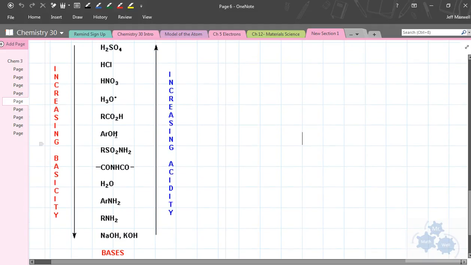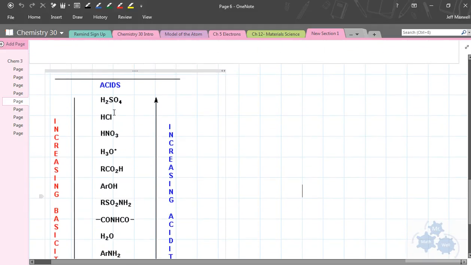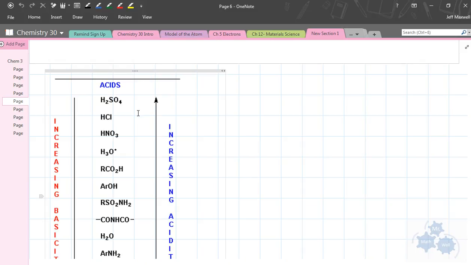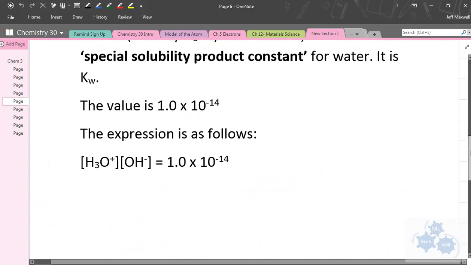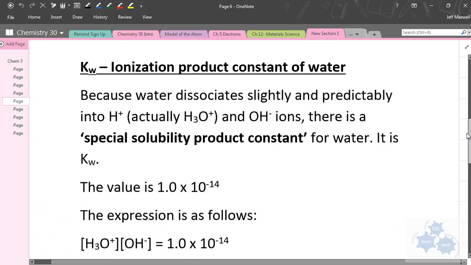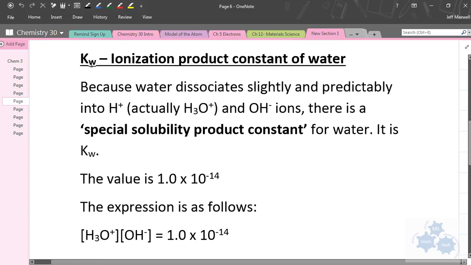All right, so you don't have to memorize this, but what we're going to talk about next is what are the numbers that are associated with strengths of acids and bases, and what are they called and how are they used. So, in introducing that, let's talk about this right here, Kw. We've talked about equilibrium constants, solubility constants, and now we're going to talk about a water constant. So Kw is something called the ionization product constant of water.